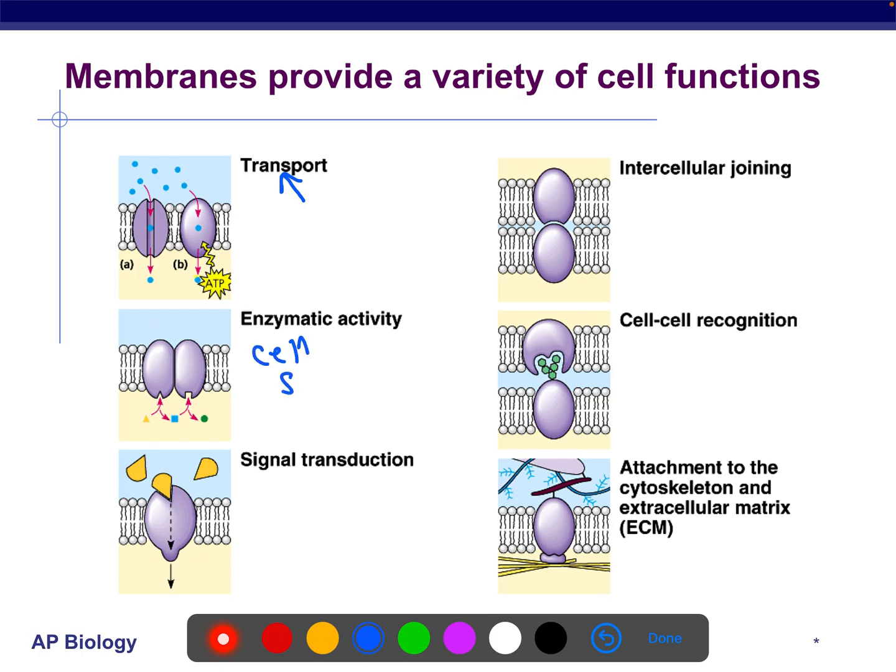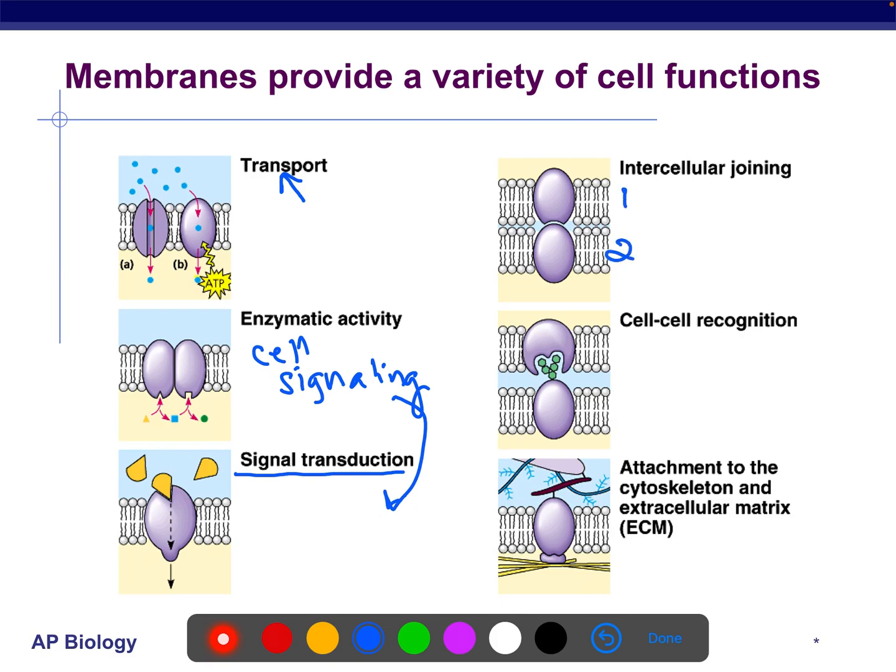When we start talking about cell signaling, we are going to talk way more about the enzymatic activity of proteins that are in the phospholipid bilayer. And a lot of times they're going to be used in sending messages, like within the cell. And then also signal transduction of cell signaling, again, like taking a message that comes from outside the cell and transducing that message inside.